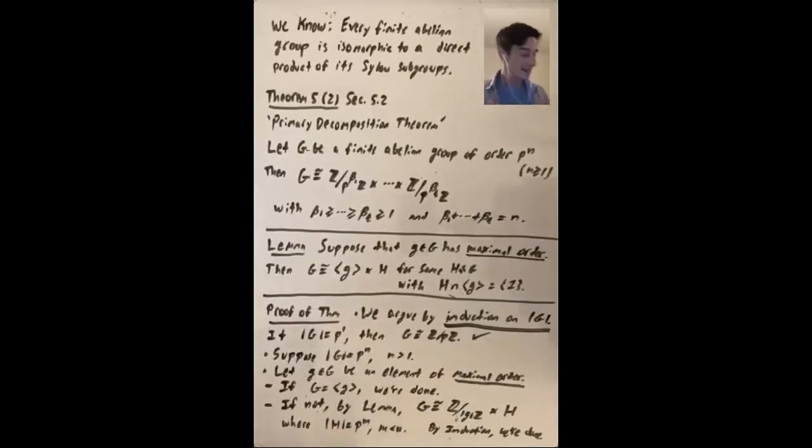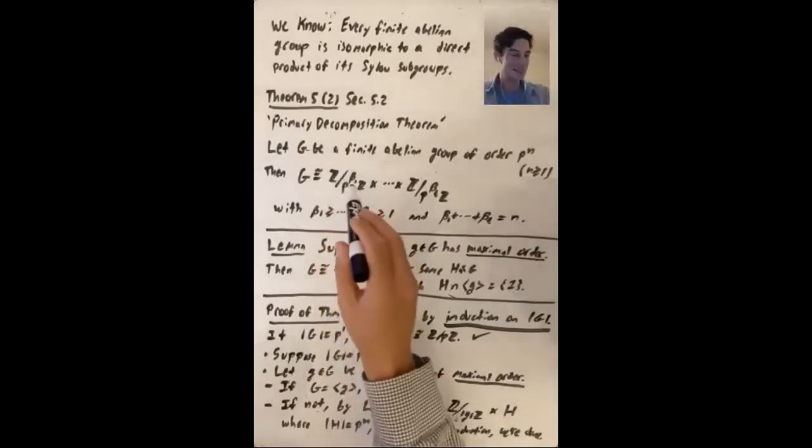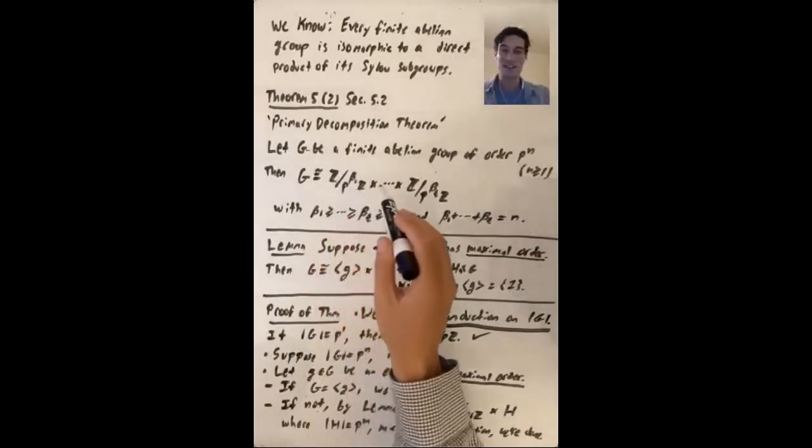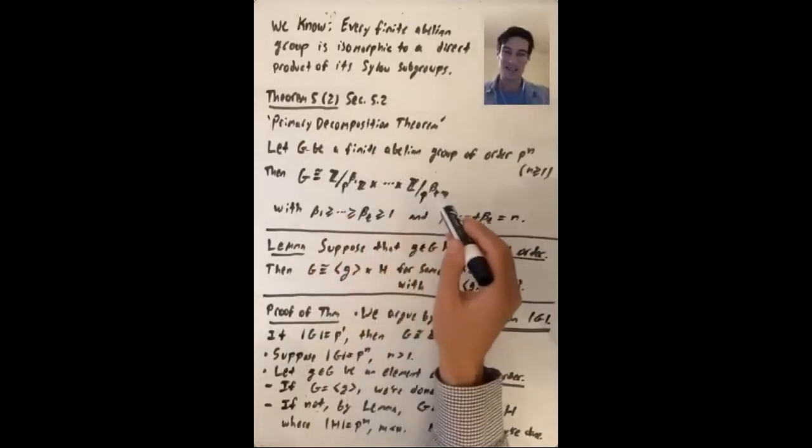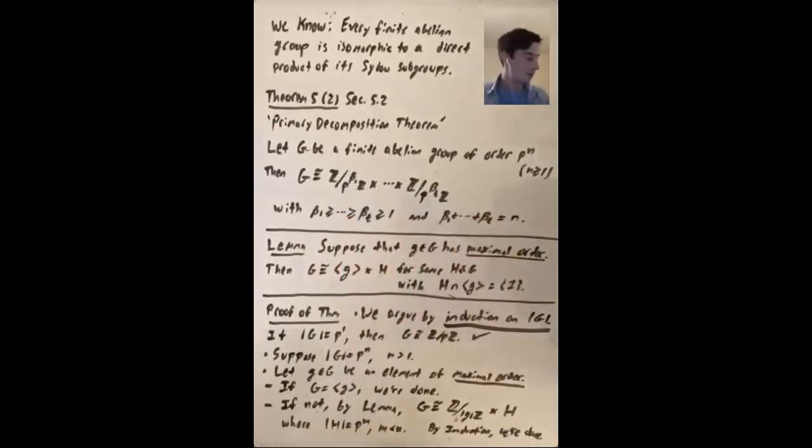And what does that say? That says that H is isomorphic to a direct product Z mod p to the something Z cross Z mod p to the something else Z cross Z mod p to the something else Z. So H is isomorphic to a direct product of cyclic groups of prime power order, and the cyclic subgroup generated by g is a cyclic group of prime power order. So we have seen that G is isomorphic to a direct product of cyclic groups of prime power order, and we're done.